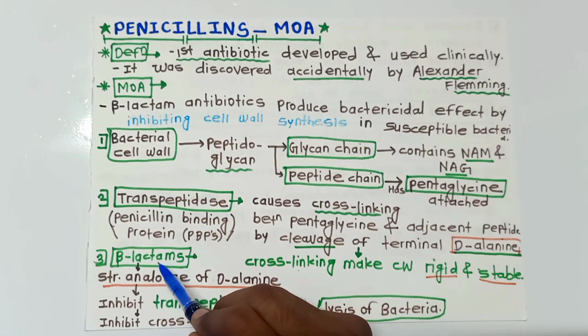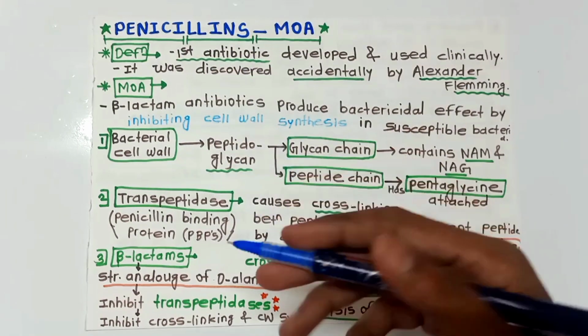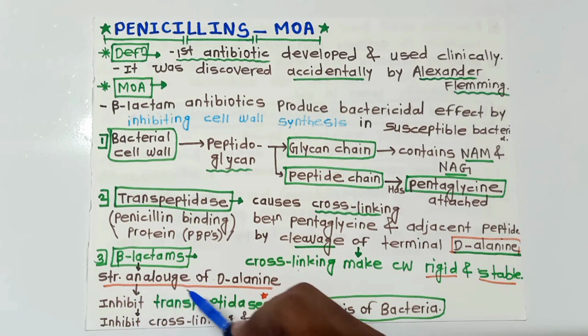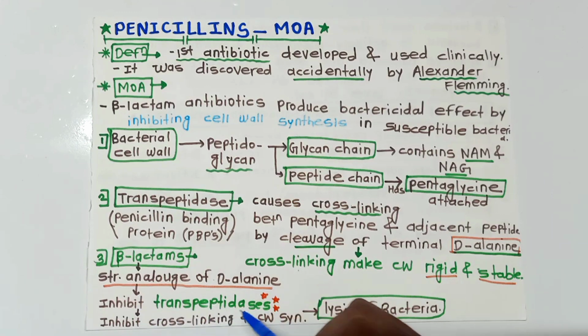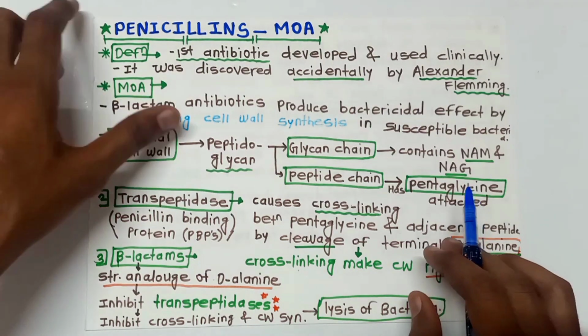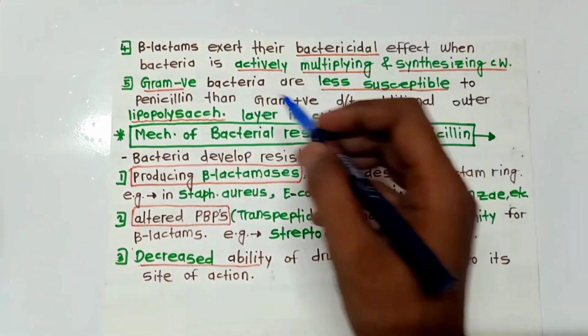Next, these beta lactams or penicillins are structural analogs of D-alanine. They inhibit the transpeptidases, which leads to inhibition of cross-linking and cell wall synthesis, and this ultimately leads to lysis of the bacteria.